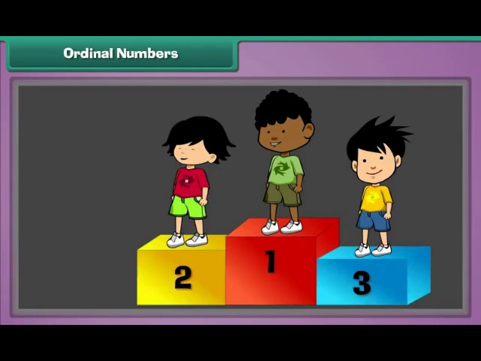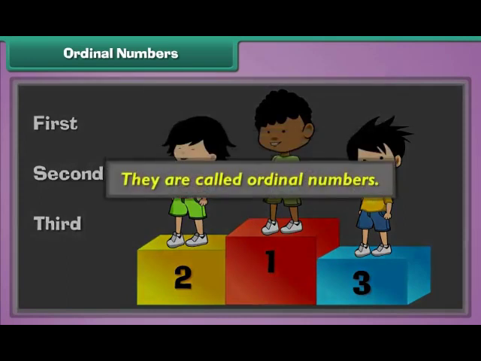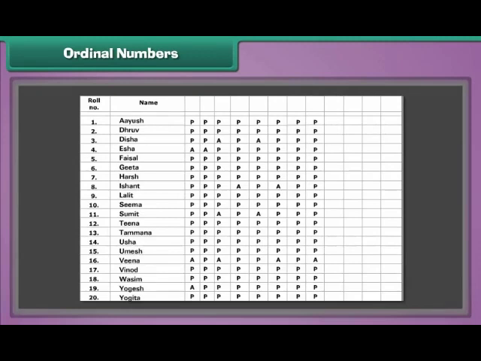Ordinal numbers. Words like first, second, third, etc. are used to indicate positions. Such numbers are called ordinal numbers. There are 20 students in a class. Ayush's name is written first in the attendance register. Dhruv's name comes second. Seema's name is at the 10th position.